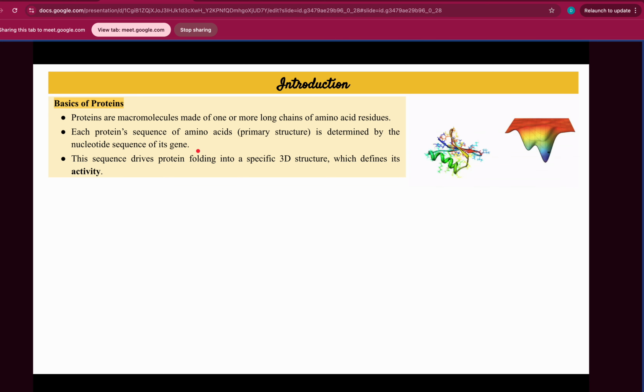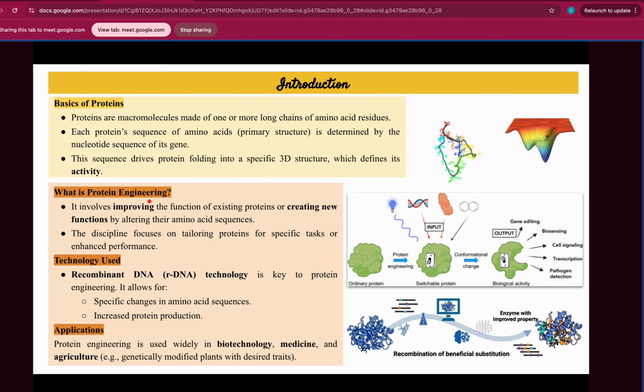So the 3-letter code from the nucleotides determines what the amino acid residue will be, and ultimately the different amino acids decide the protein fold. This sequence drives the protein folding into a specific 3-dimensional structure, which ultimately determines the activity of that particular protein. So now, what is protein engineering?